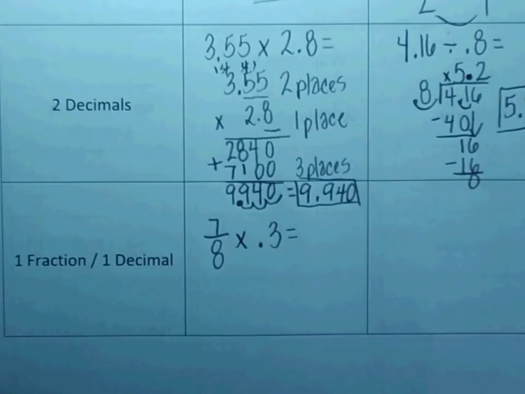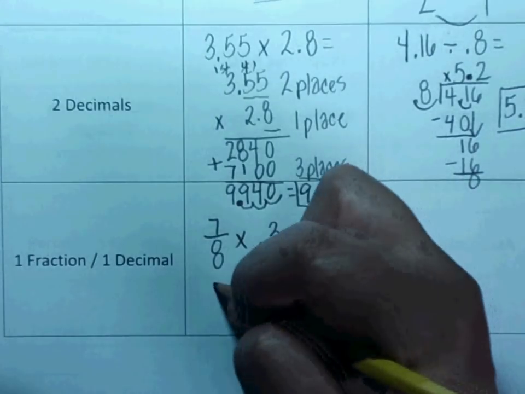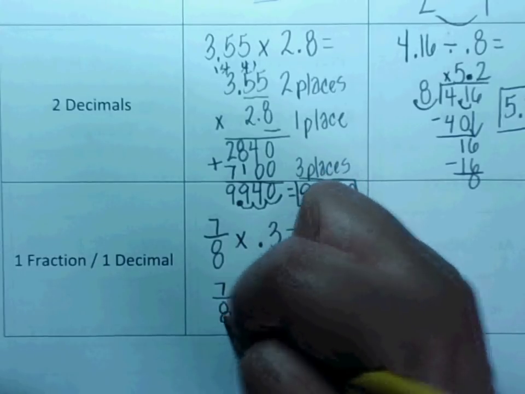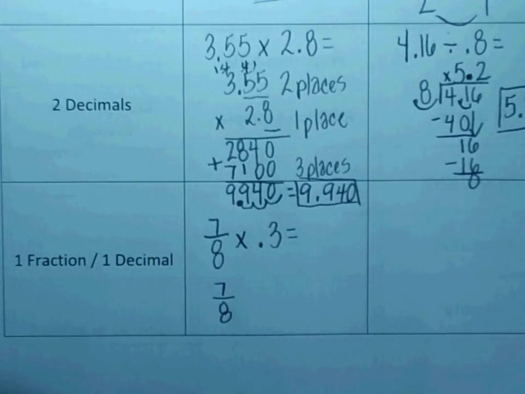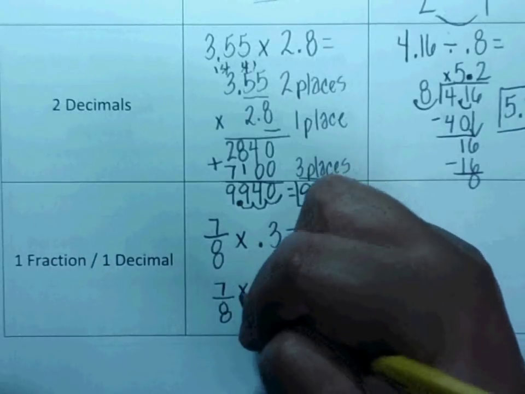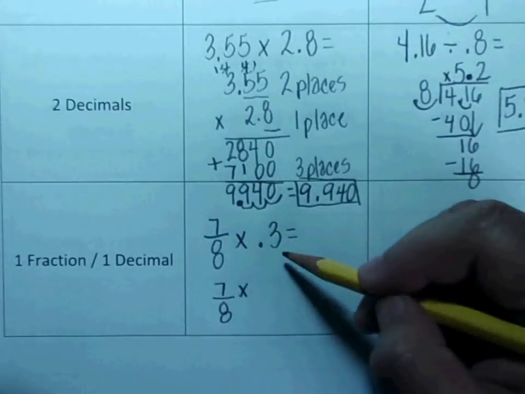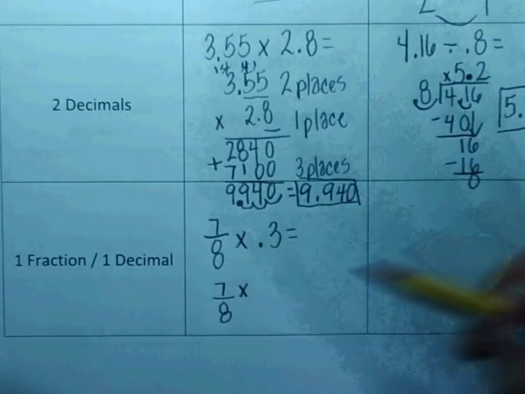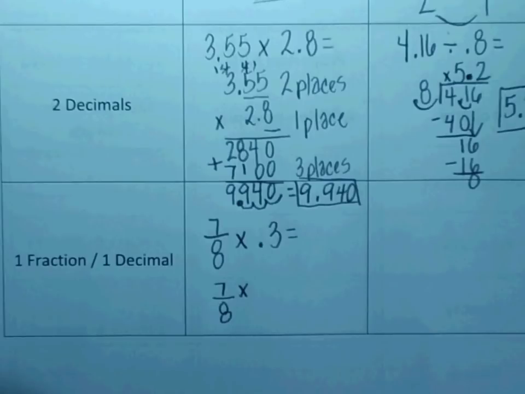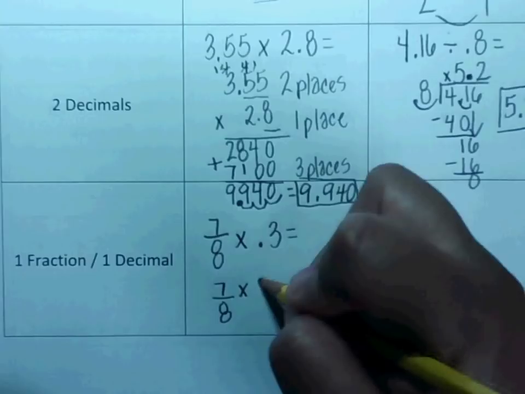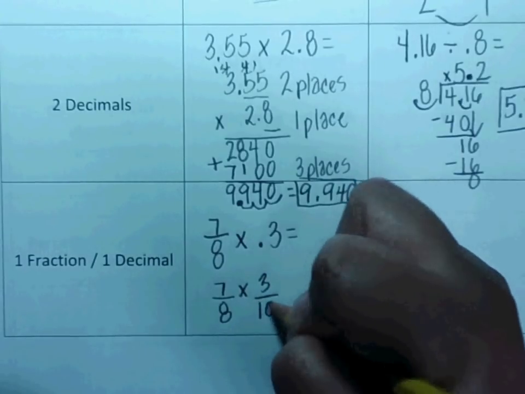So the first thing we need to do is we want them to be the same. So we're going to keep our fraction 7/8. We'll bring that down. Bring down our multiplication sign. And then we need to change our 0.3 or 3/10 to a fraction. Now, since I tell my students to say 3 tenths, they should know that the fraction is 3/10.